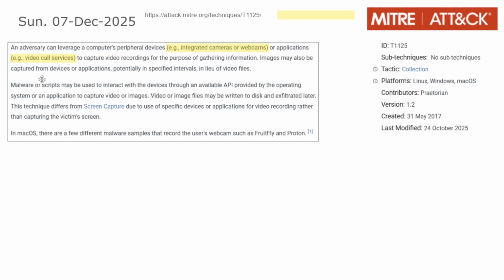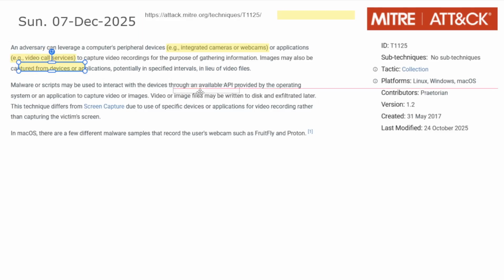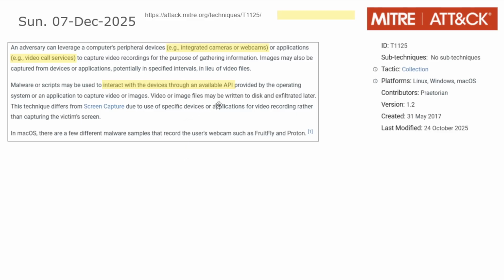Yeah, so what else do we have here? Malware or scripts may be used to interact with the devices. Again, it's about APIs. Interact with devices through APIs, and I'm sure there are some smart heads out there who figured out what APIs those are, provided by operating systems. Then video image files may be written to a disk.